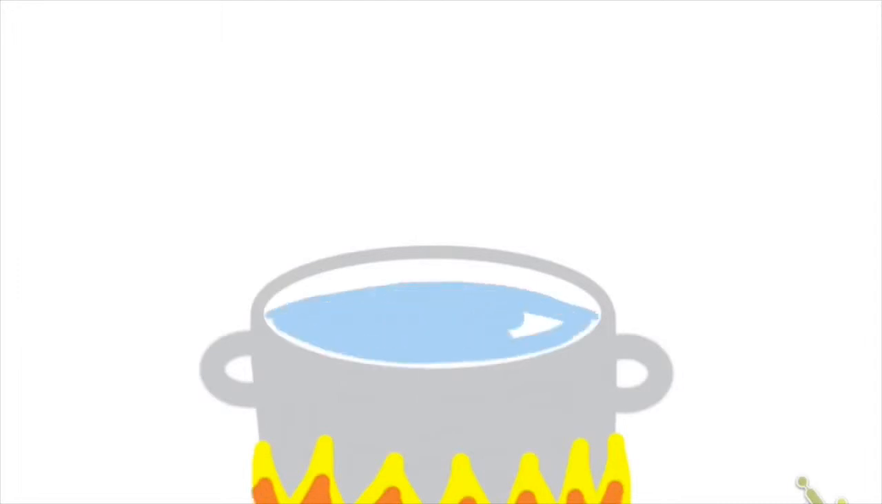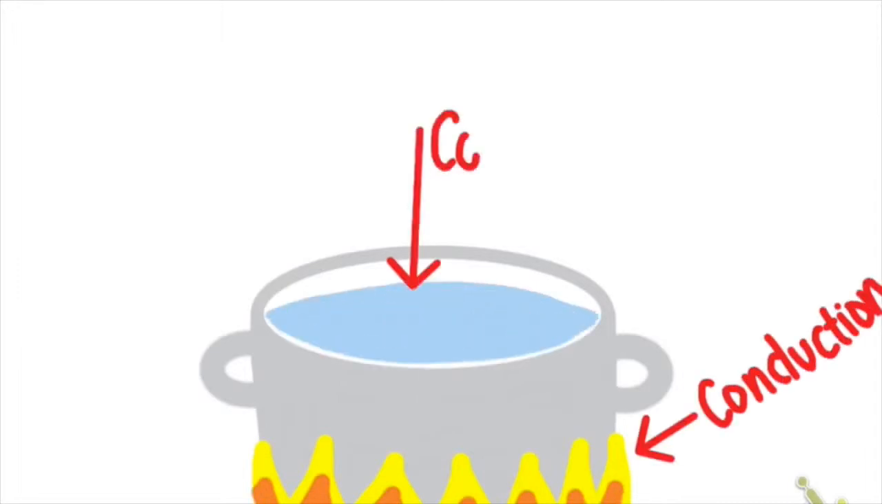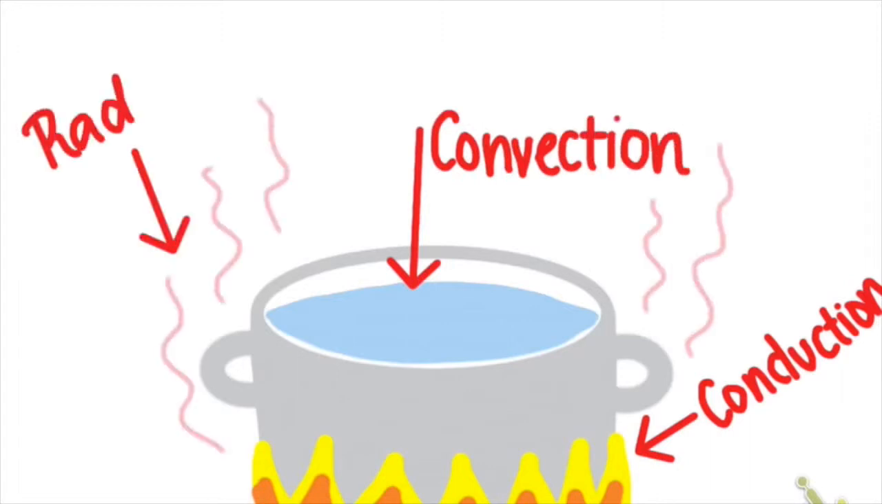Now let's recap, using a very common everyday activity, cooking. When you boil water, heat travels from the stove to the pot through conduction. Heat travels around the water that you boil through convection, and releases heat to the surrounding air through radiation.